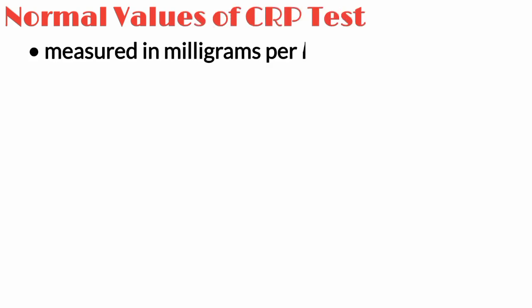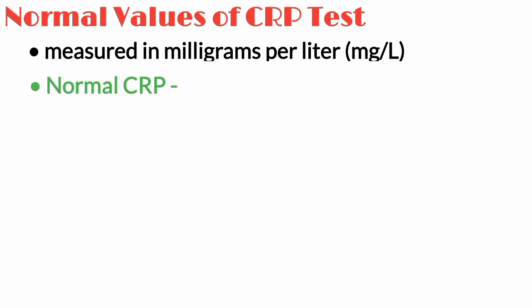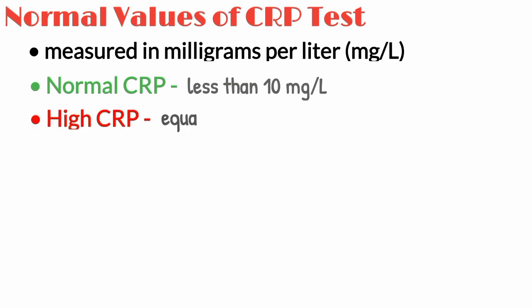Normal values of CRP test. CRP is measured in milligrams per liter. Your CRP test is normal if CRP value is less than 10 milligrams per liter, and your CRP is high if it is equal to or greater than 10 milligrams per liter.